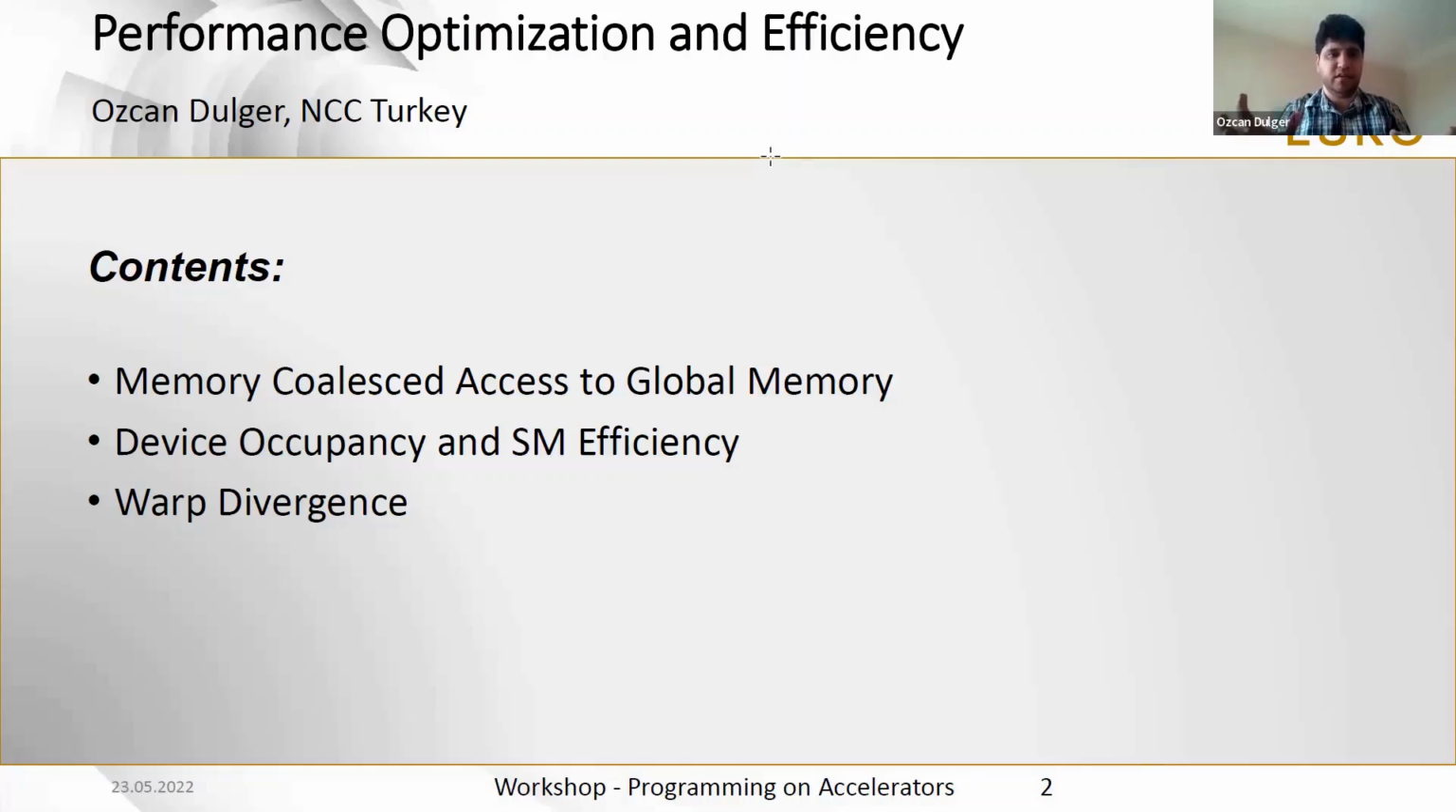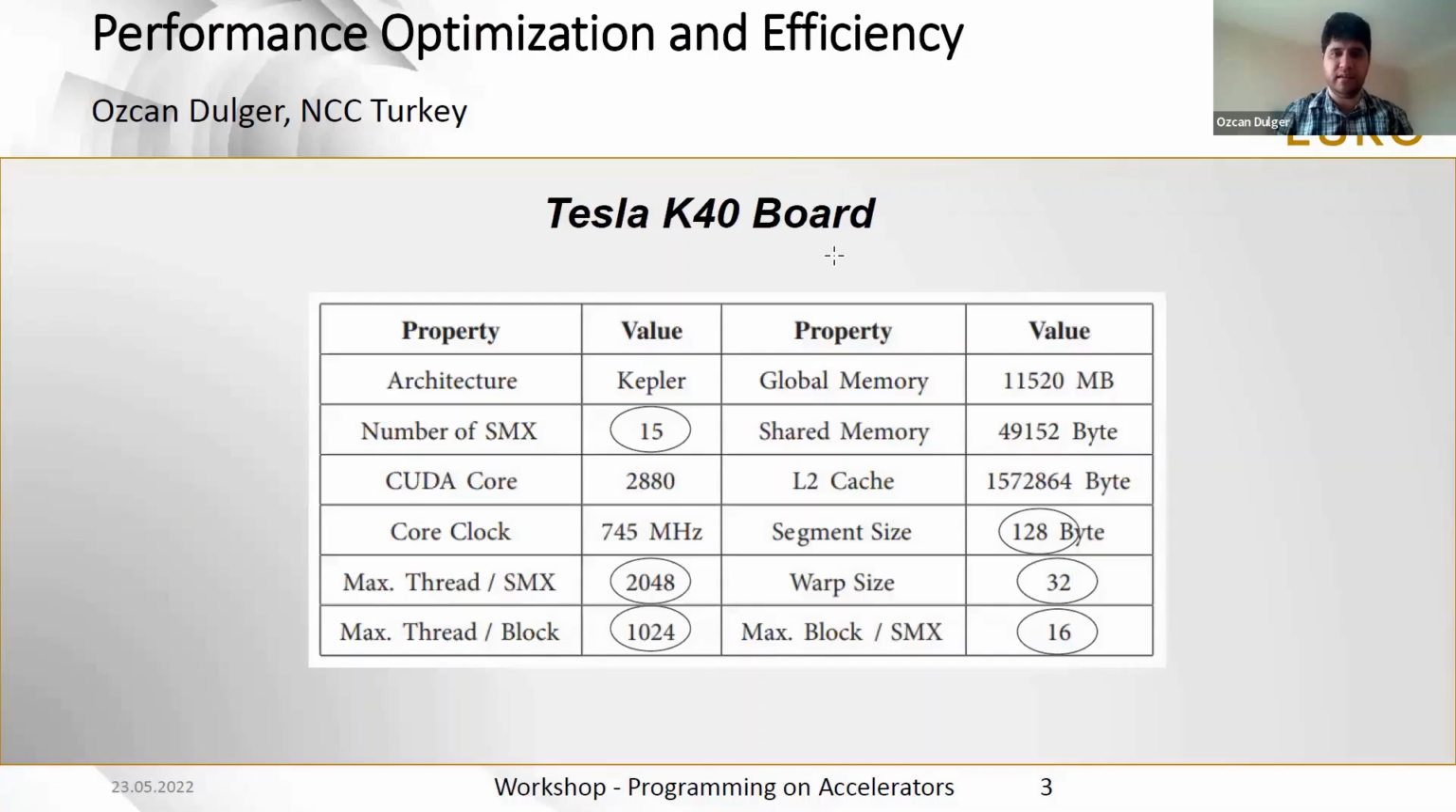The contents of my presentation are the coalesced access to the global memory of the GPU, and the second issue is the device occupancy and the efficient utilization of streaming multiprocessors. And at the end, I will give brief information about the divergence problem of the warp. Before starting my presentation, I'd like to show the board I used in the experiment.